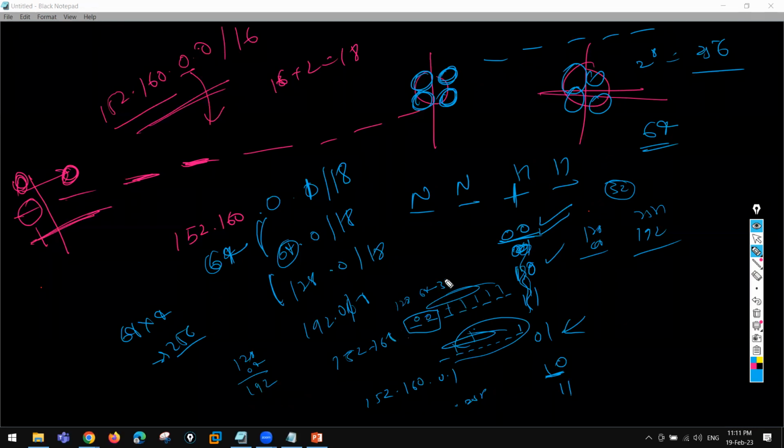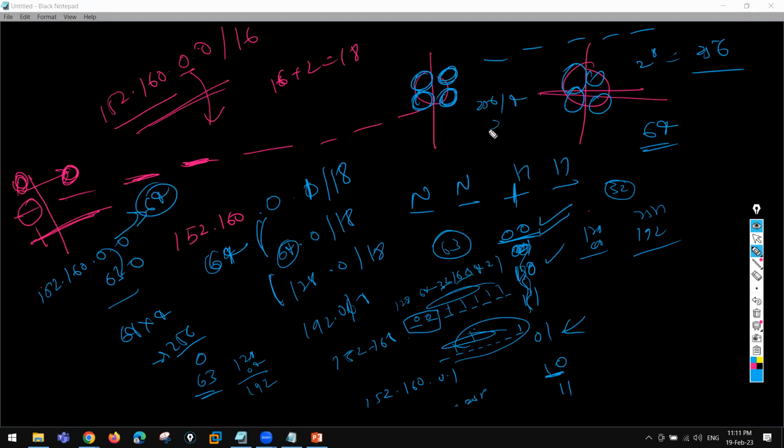Even if you don't talk about the total, let's say 32 plus 16, 48, correct? 48, yeah. 56. And then 7 is what? 63. Come on, man. 0 to 63. 152.160.0.0 to 63.0. So 0 to 63 is what? 64. That is what we are saying again.